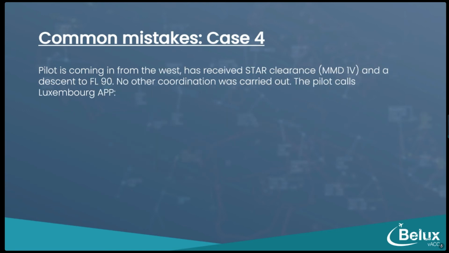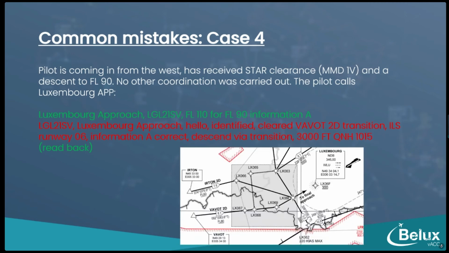Another one. The pilot is coming in from the west, has received star clearance and the descent to level 90, no other coordination was carried out. The pilot calls Luxembourg Approach. Basically the same thing, descent, we know this already. The controller clears the pilot on a transition for ILS runway 06, descend via transition instruction. This is a little map that shows the situation. So the pilot is here, gets a transition clearance, and then at Lima X-ray 069, the controller just says, okay, contact tower. What is wrong in this situation?